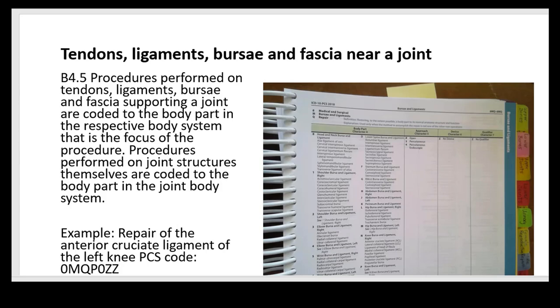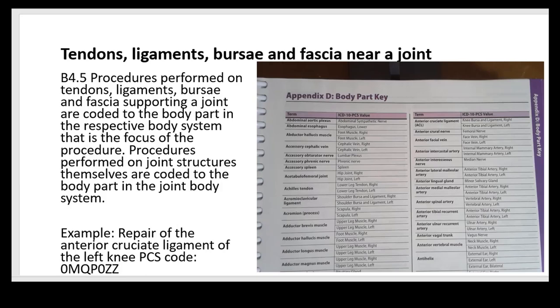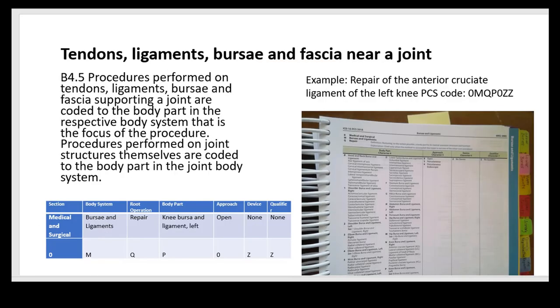Another way, if you think of it, is to look at the body part key. I have a screenshot here. This is in the back of the Optum code book, and I think most code books have body part keys. You can look up the term, the anterior cruciate ligament, or ACL, here at the very top of the right-hand column, and it tells you you're going to use the body part value knee, bursa, and ligament, either right or left, depending on which leg you're working on. Here I have a screenshot of the PCS codebook and the PCS code for repair of the anterior cruciate ligament of the left knee.